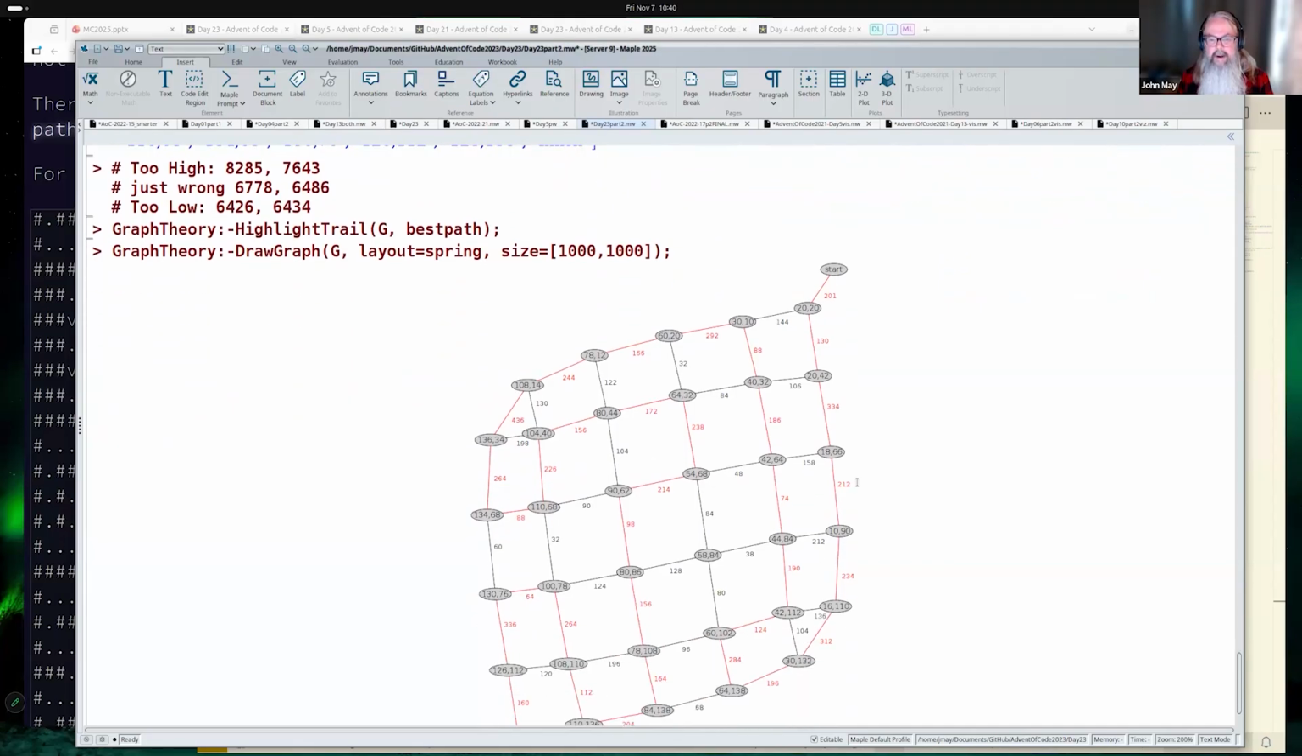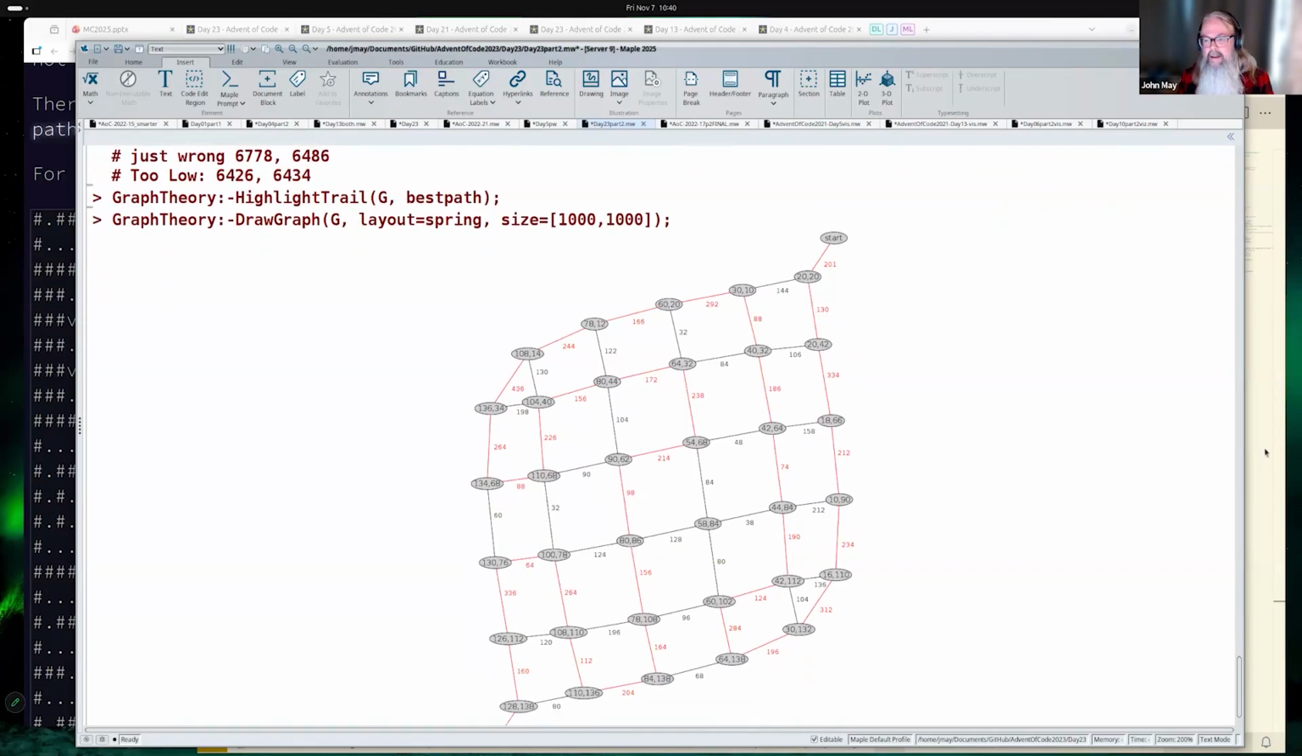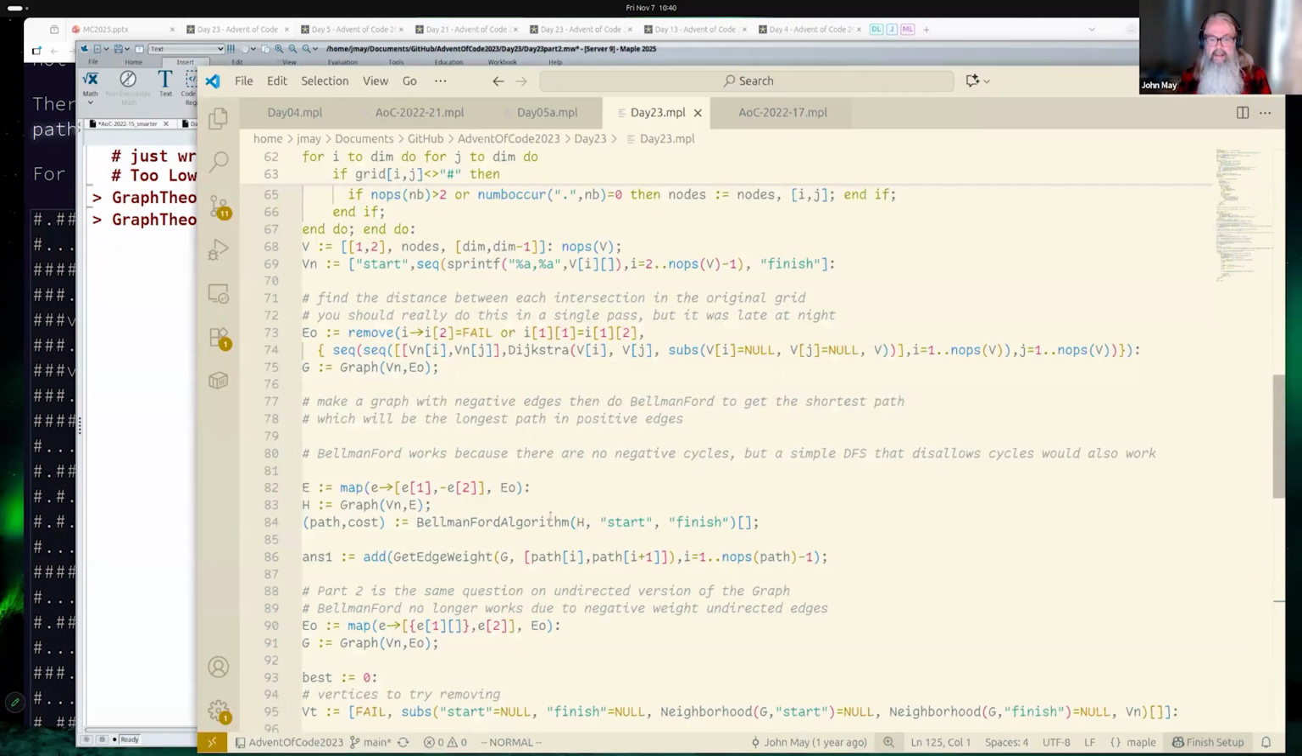In the first part, it's a directed graph. And then you can get the longest path, if it's directed and has no cycles, by taking all the edge weights and making them negative, or finding the maximum edge weight and subtracting every weight from that. Now the shortest path turns into the longest path, if you do that right. And so you can use the Bellman-Ford algorithm to do that. It works with negative weights, and it just works.